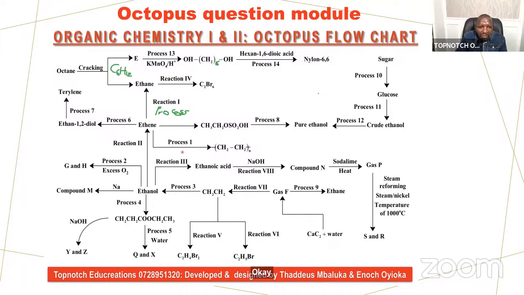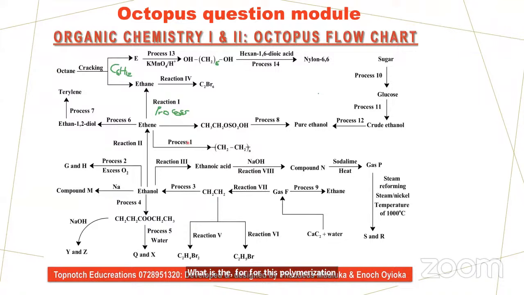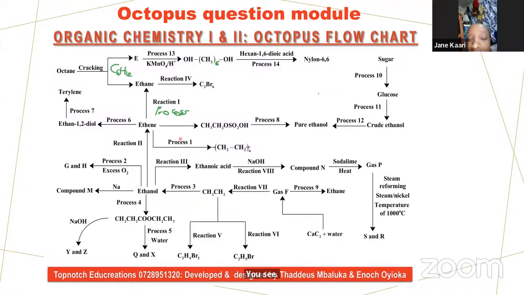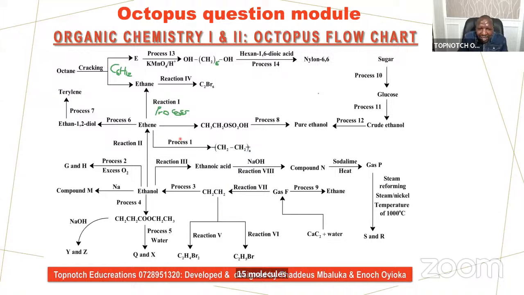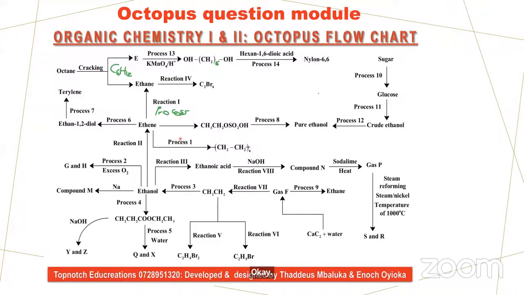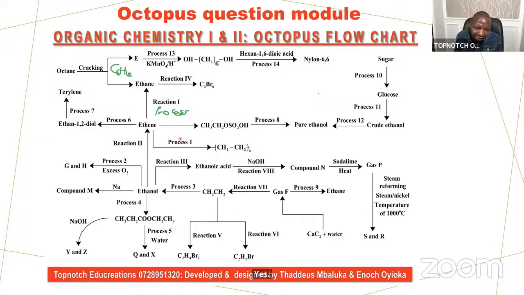So normally we use ethene. Of course, if you are asked what is the reagent for this polymerization? Ethene molecules. The conditions we require are high temperature and high pressure, and we also require a catalyst called the Ziegler-Natta catalyst, also used in the polymerization of that. But normally in the books, you are taught high pressure and high temperature.